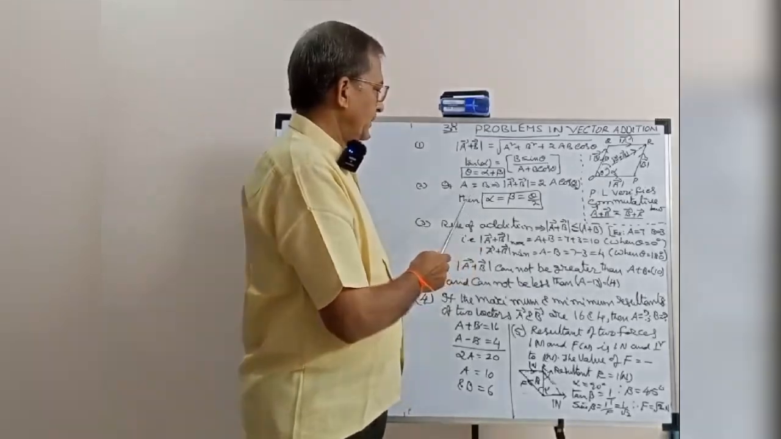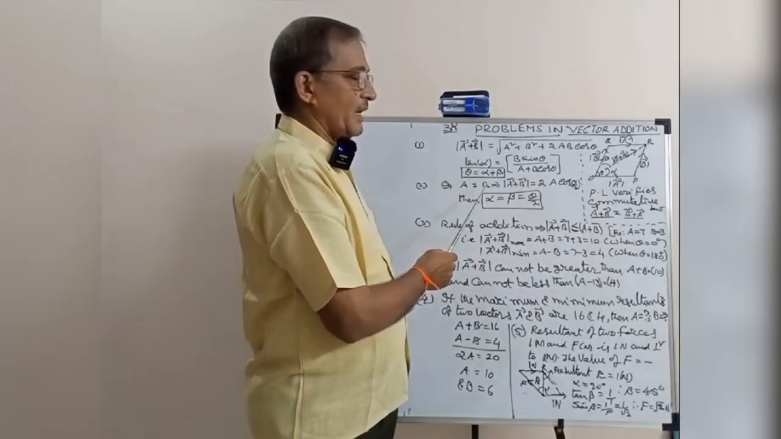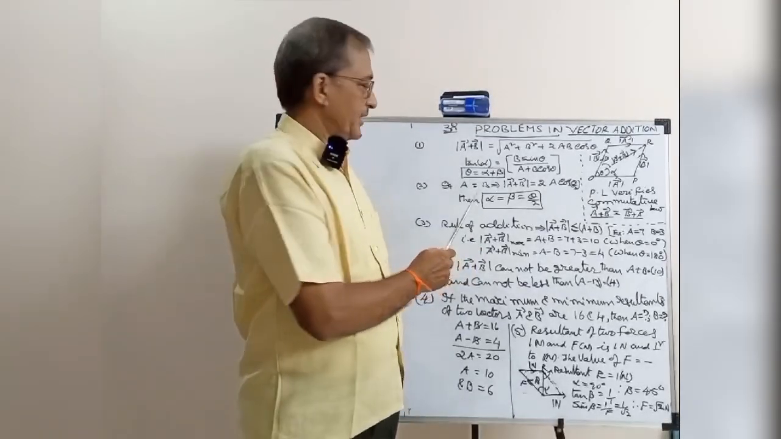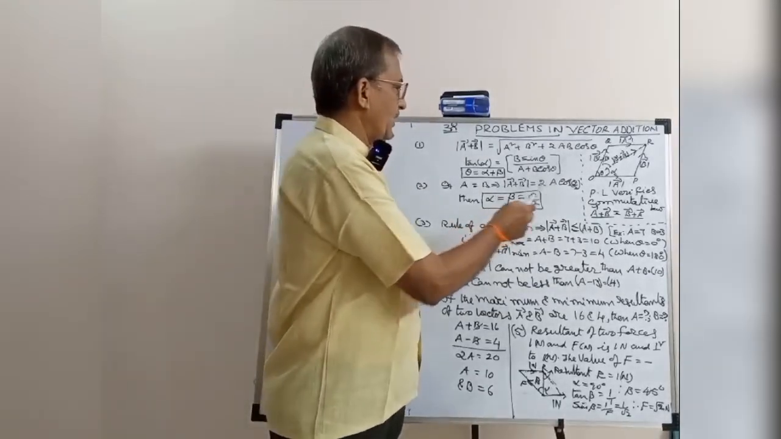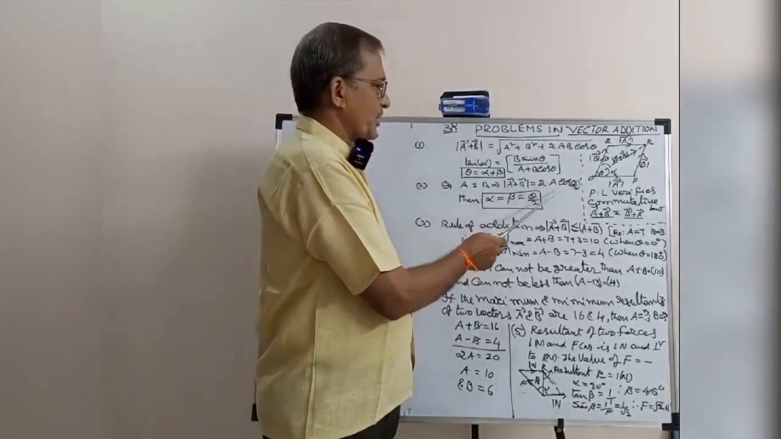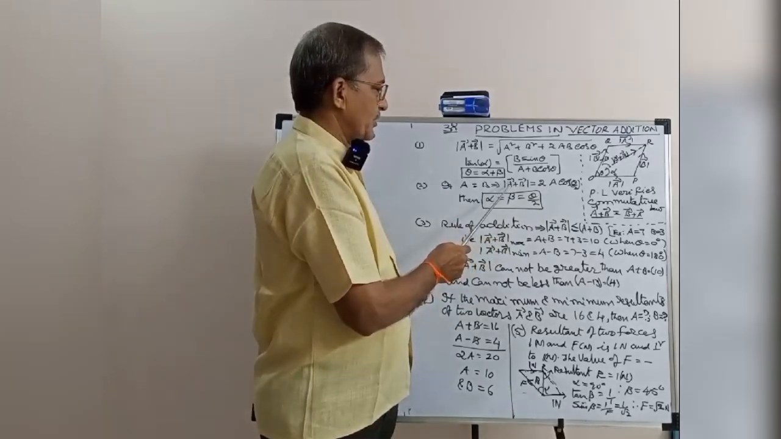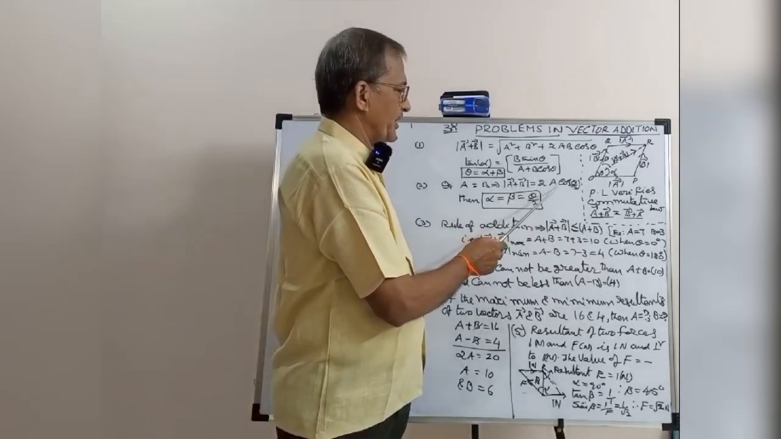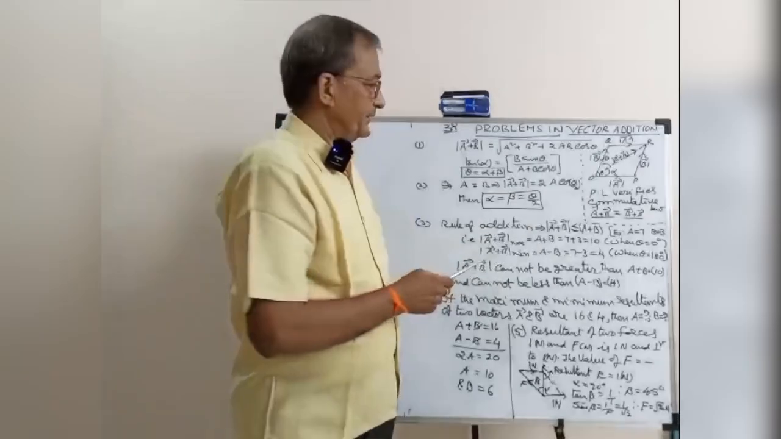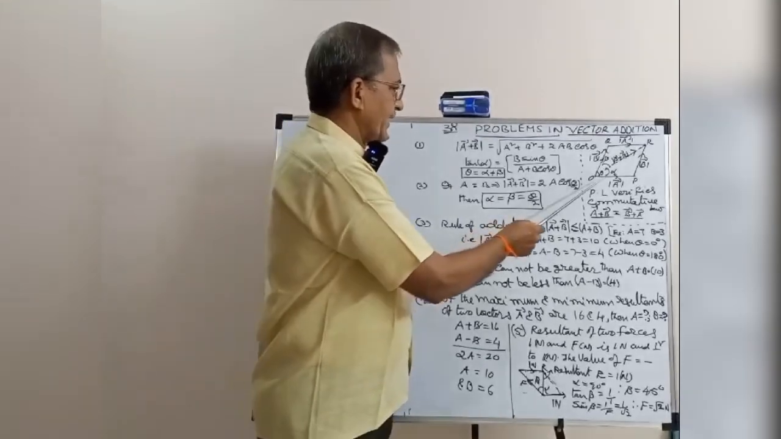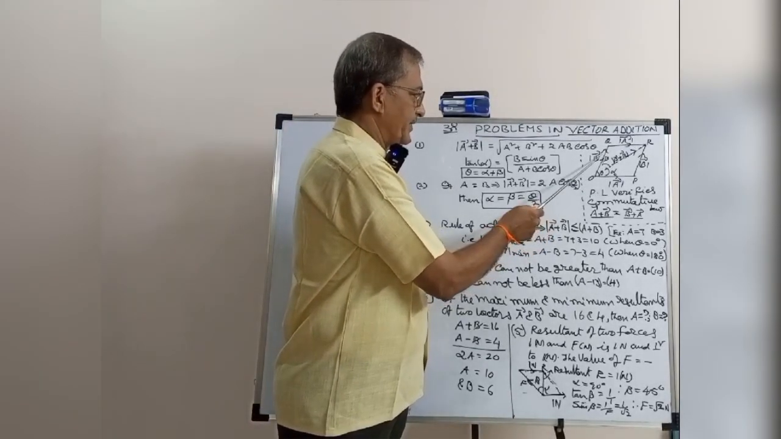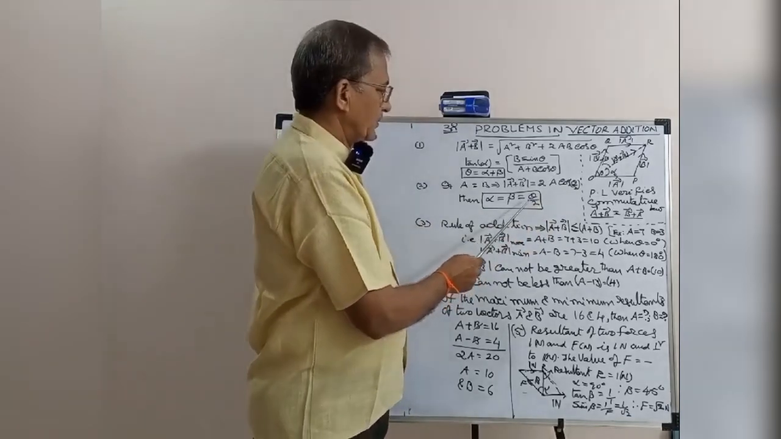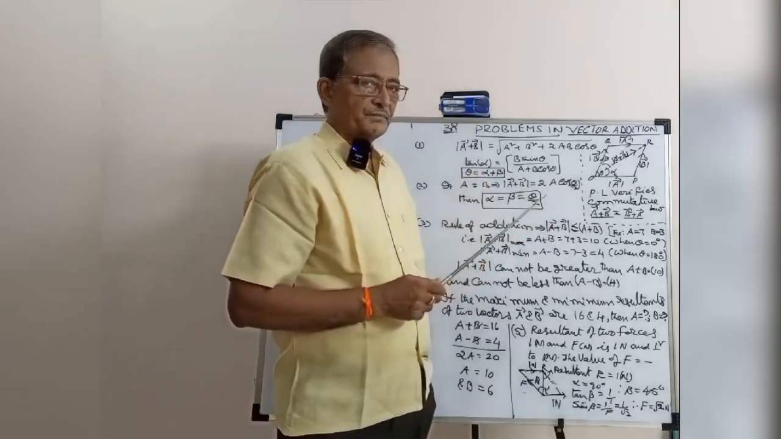Suppose the moduli of the two vectors are equal, that means a is equal to b, then this big formula reduces to a short formula, that is modulus of a bar plus b bar is equal to 2a cos theta by 2. And the two angles alpha and beta made by the resultant with a and b are also equal, which is equal to theta by 2.